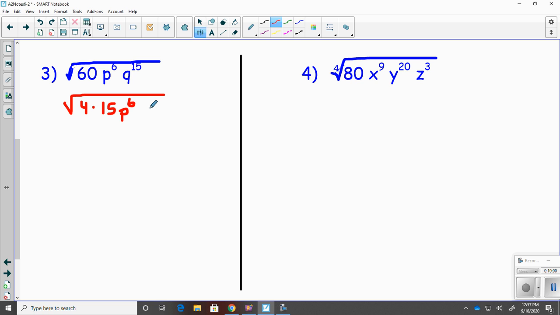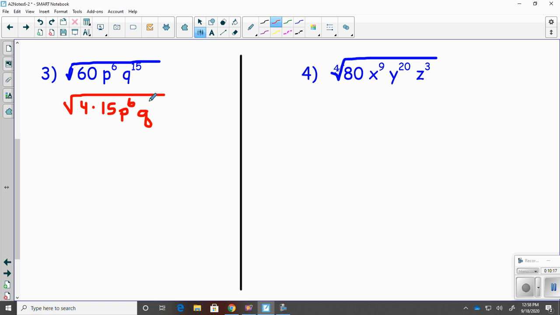Then you move to the q and you ask yourself the same question. Can you divide the power by the index and it be a nice whole number? And in this case, it's a no. 15 divided by 2 is not a whole number. So I'm going to get as close as I can to 15 without going over, and that would be 14.